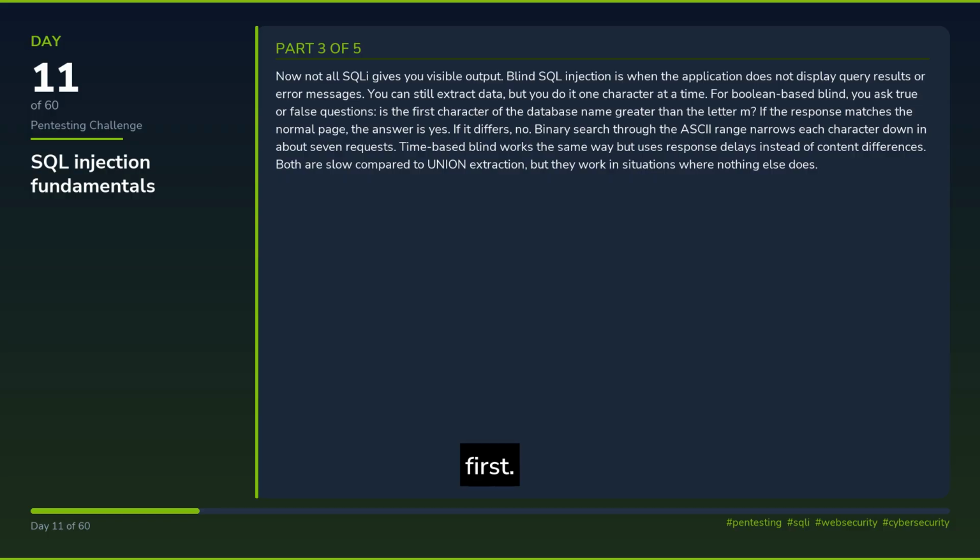Time-based blind works the same way but uses response delays instead of content differences. Both are slow compared to union extraction, but they work in situations where nothing else does.